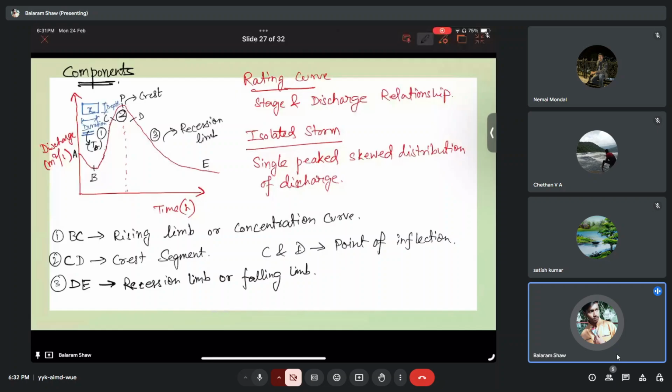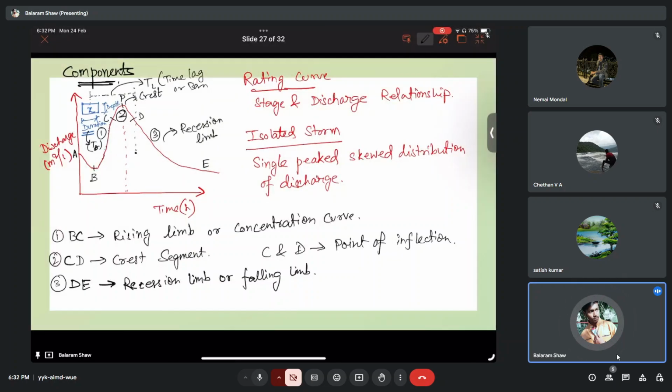Next, we have time lag or basin lag. Okay, what is this time lag or basin lag? Because this is a rectangular box, the center of mass will be in the middle, right? So the center of mass of the rainfall excess, to the center of mass for this curve, the distance between these will give you the time lag or basin lag. Okay, so this is time lag or basin lag.